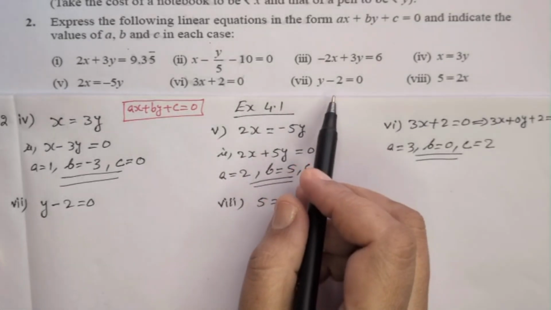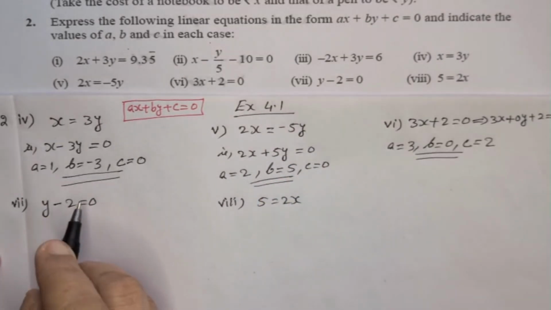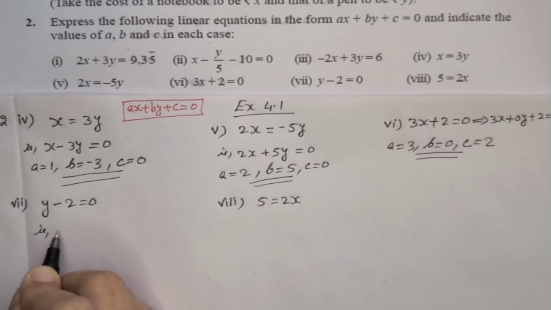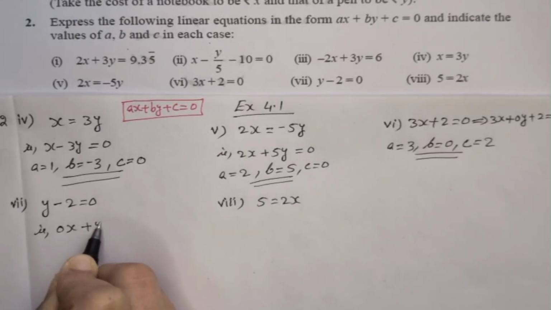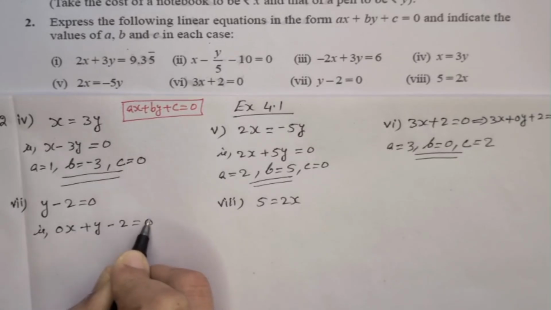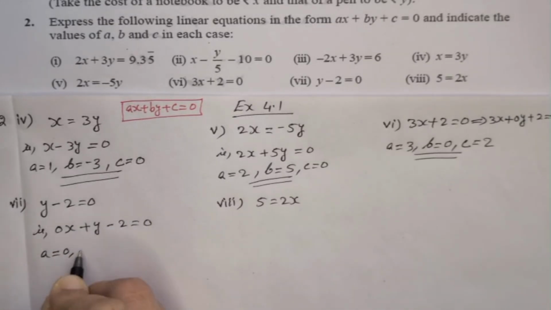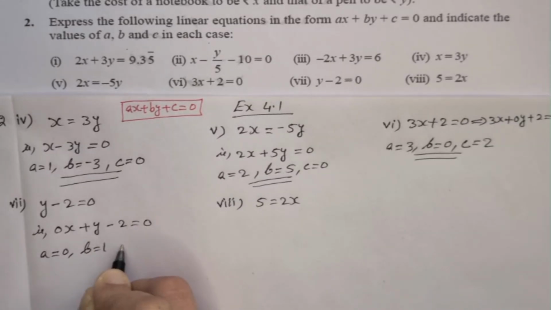Now the seventh one, y minus 2 is equal to 0. Here we can rewrite this, there is no x term, so 0 into x plus y minus 2 is equal to 0. Then the coefficient of x is 0, the coefficient of y is 1, 1 into y, y itself. So b is equal to 1 and the constant c is equal to minus 2.